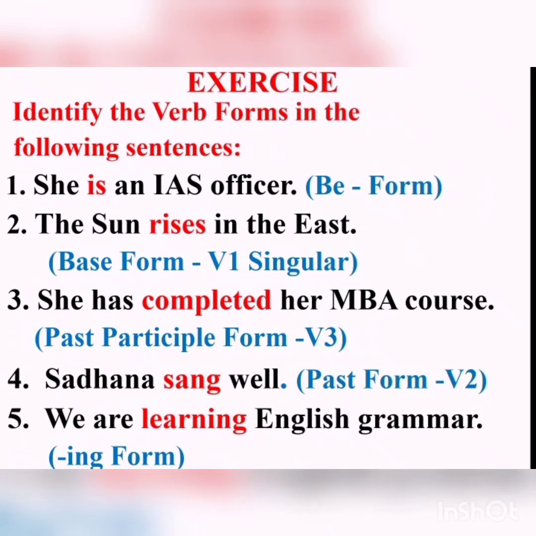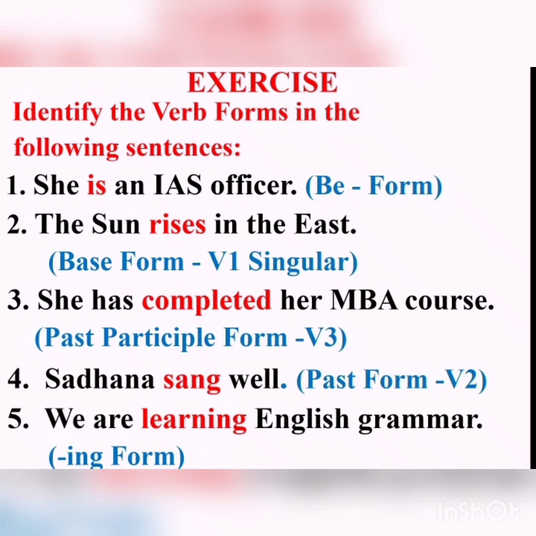Identify the verb forms in the following sentences. She is an IAS officer. Here is a B form verb. It expresses the state of being, what she is. The sun rises in the east. Rises, it is S form verb, that is singular. Because sun, the pronoun of sun is it, third person singular. So to express something in the present tense, we use V1 verb.